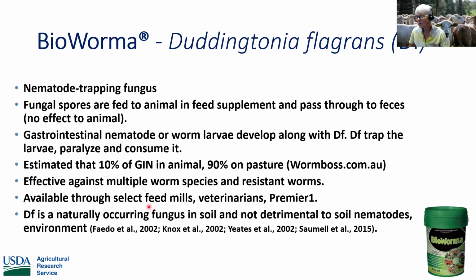Okay, so you can get Bioworma or Ivermectin with Bioworma through Premier One. You can also get it through feed mills and veterinarians, but most producers are finding it through Premier One. At this point, that's basically where you can find it. This fungus is a naturally occurring fungus, and researchers found it years ago in the 80s and 90s. Once they came to understand what it was and what it did, they conducted a number of research studies. One of the things they found is it's not detrimental to soil nematodes. You can't just spread it out on pasture because it doesn't move around, so it's confined to the fecal pellet when feeding, and that's really where you want it.